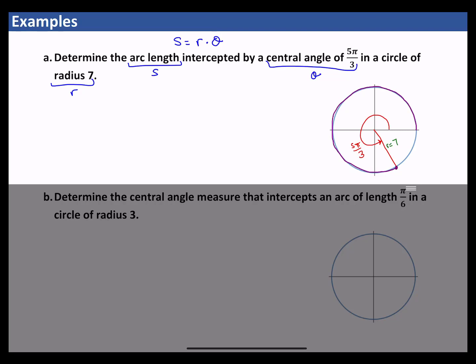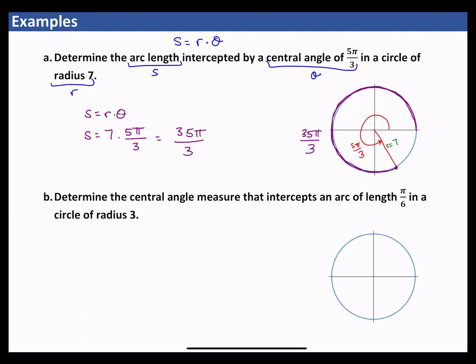So we'll use our formula. S equals r times theta. The radius is 7. The angle was given in radians, 5 pi over 3. So we see that the arc length would be 35 pi over 3. So again, that means that this distance around the circle until we get to 5 pi over 3 as the central angle, that distance is 35 pi over 3.